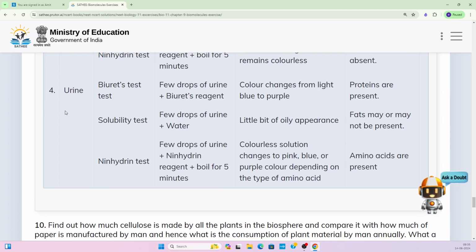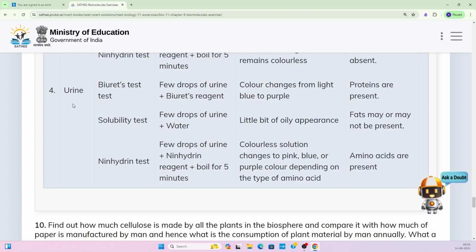Next, you will take some urine. So you go for the biuret test. A few drops of urine plus biuret reagent are taken in a test tube, and the color changes from light blue to purple. So some proteins are present in the urine.